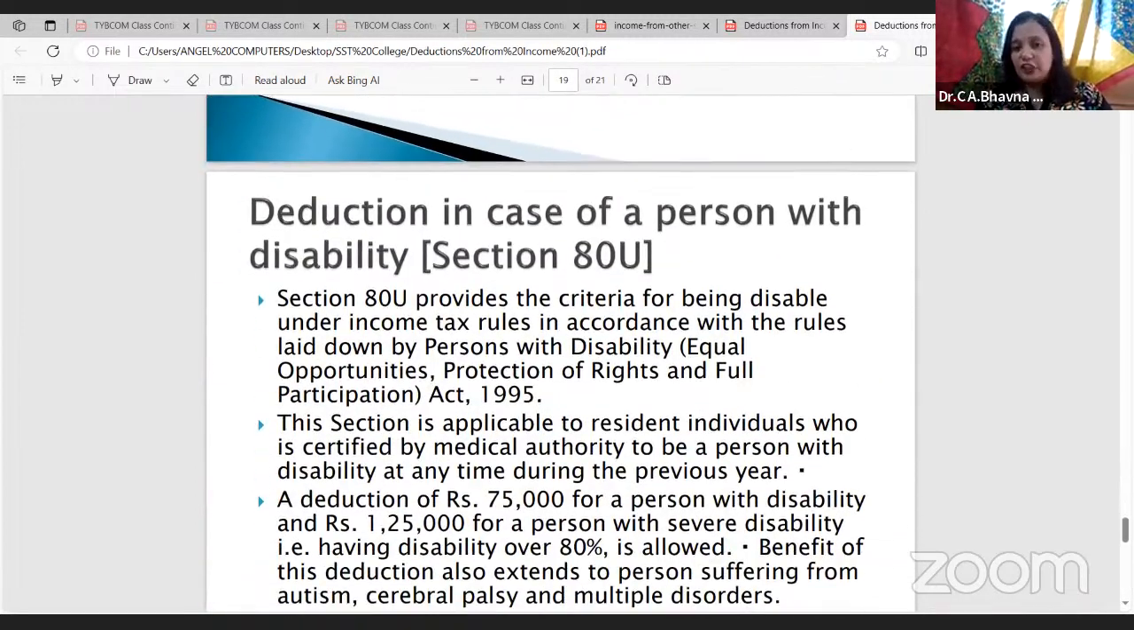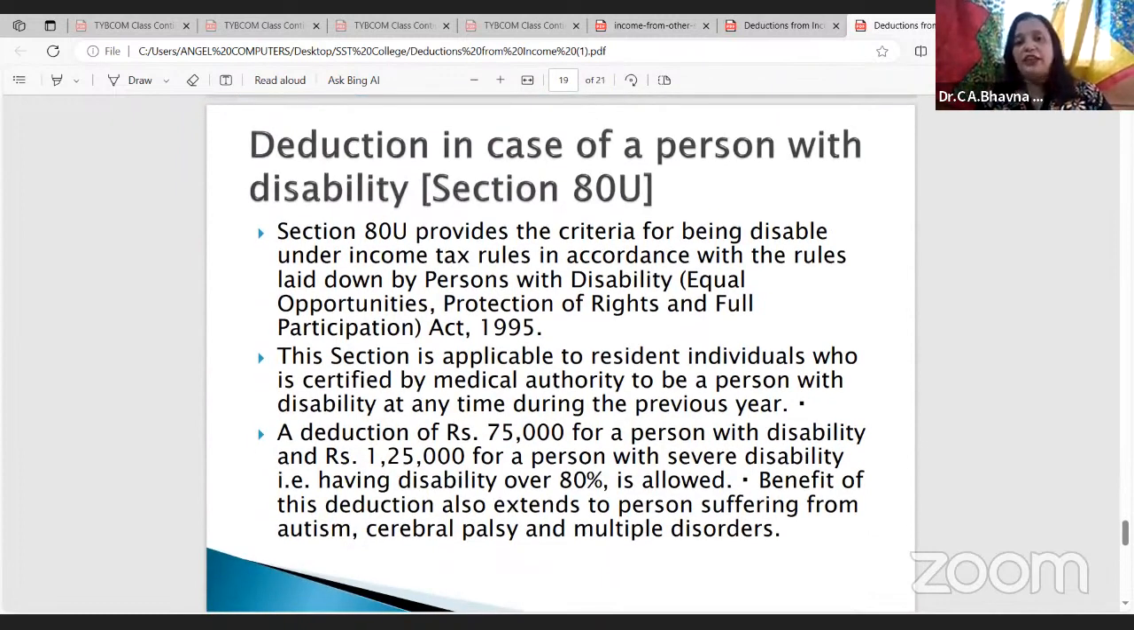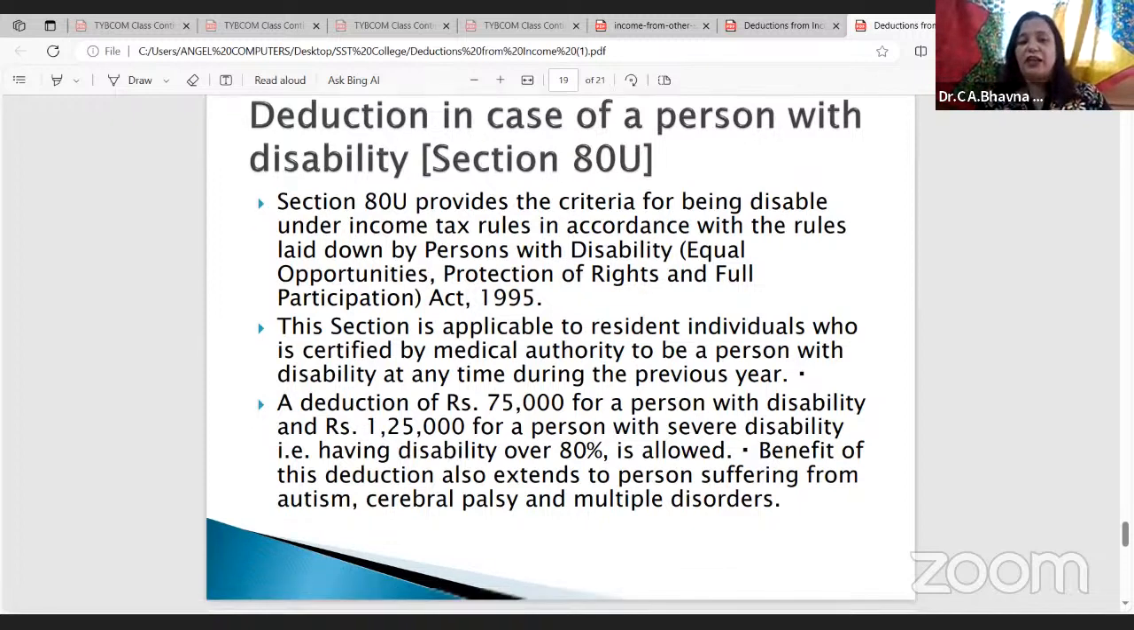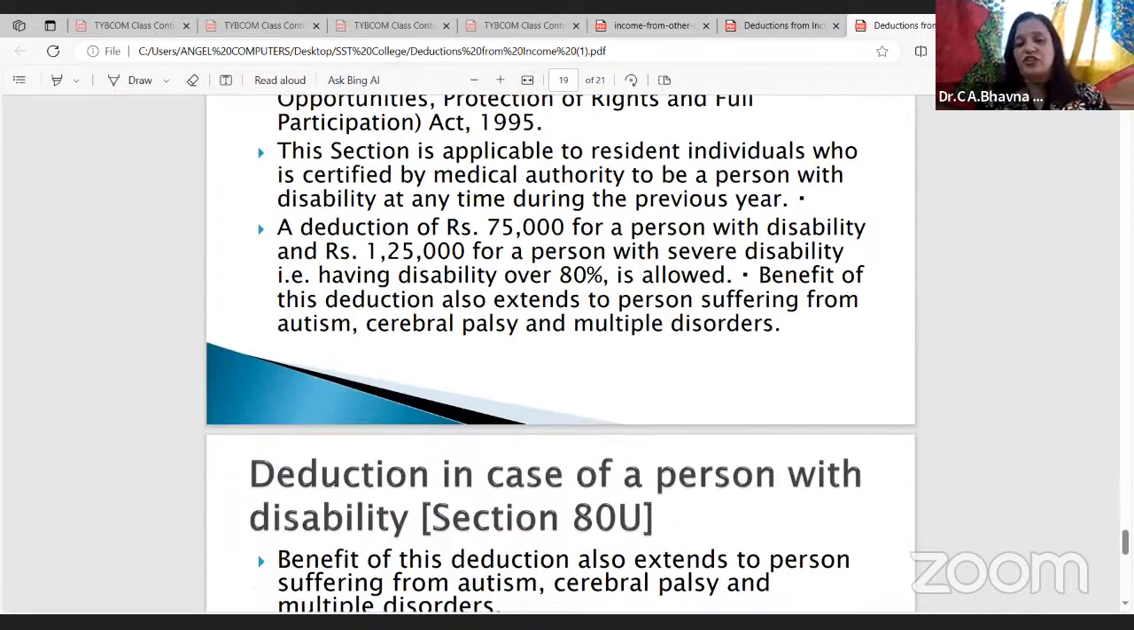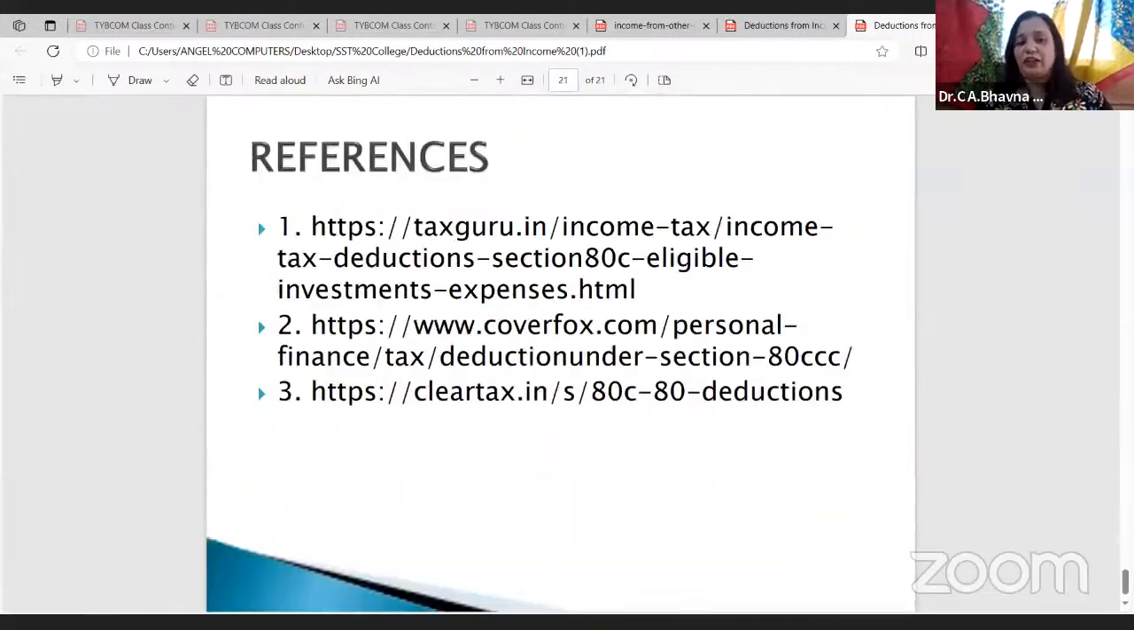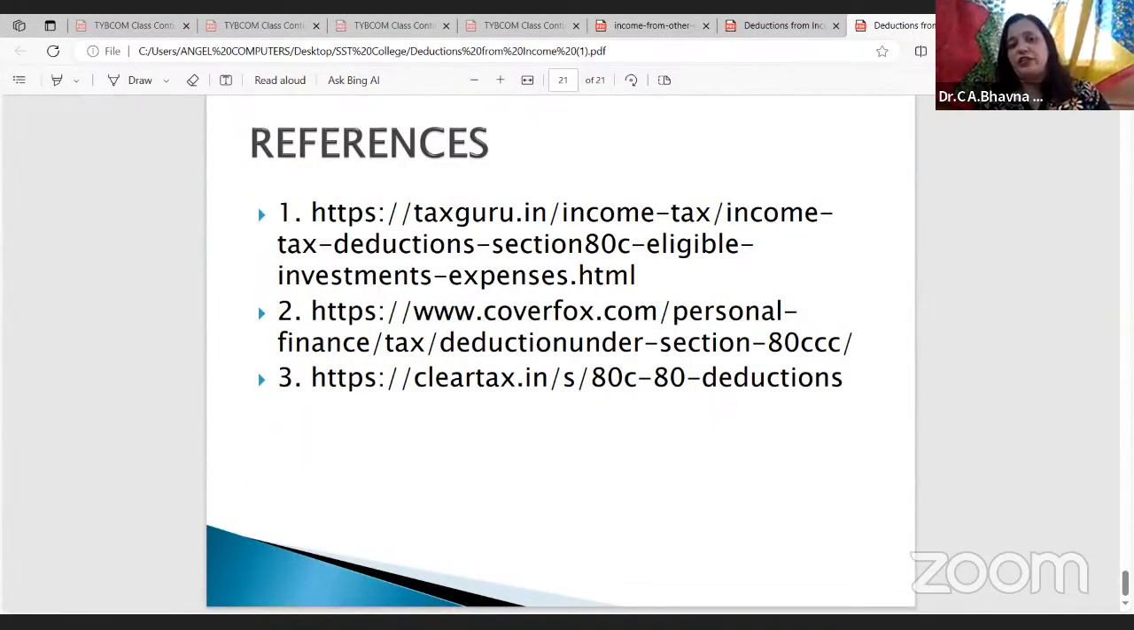Final deduction is 80U. If you are any disabled person yourself earning the income, if the disability is less than 80%, deduction of rupees 75,000, and if the disability is more than 80%, the deduction is rupees 1,25,000. This is the gross deduction. यहाँ पे कुछ भी cut वगैरह नहीं होता है. These are the certain references where you can see the deductions. So here we completed the entire DIT in a short.